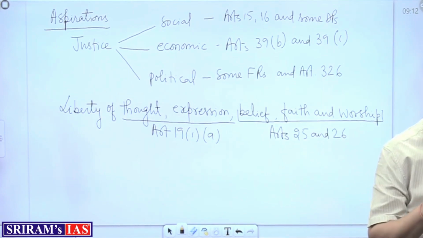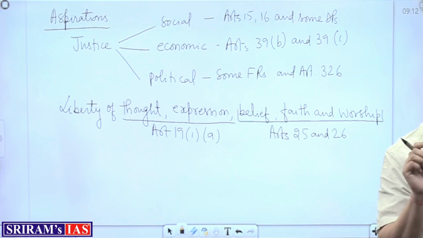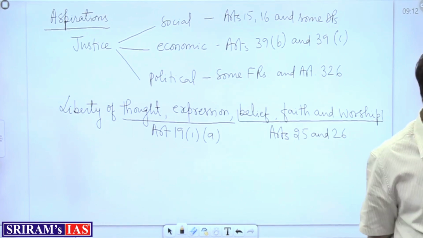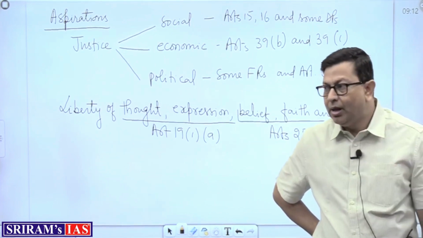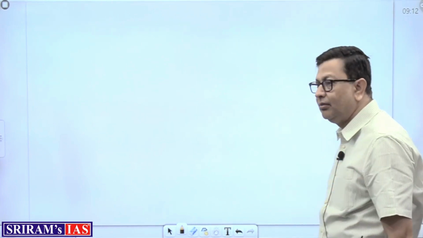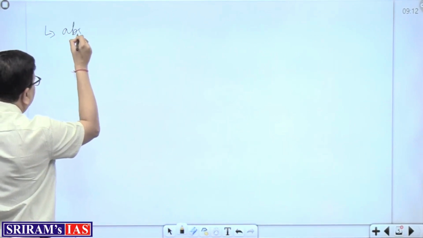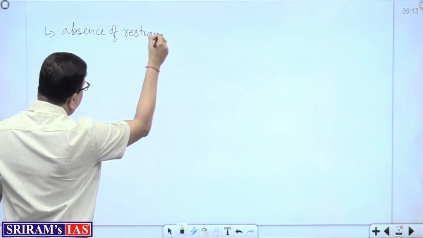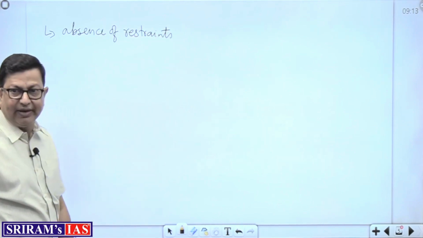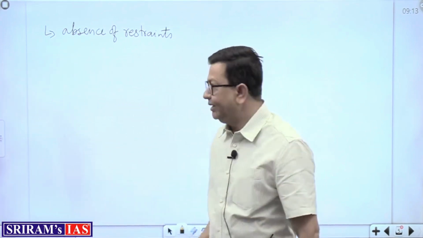But there can be some understanding based statements in the prelims examination from liberty. So I will tell you some statements you can write as note. Note number 1, liberty means absence of restraints. This is the concept of negative liberty.